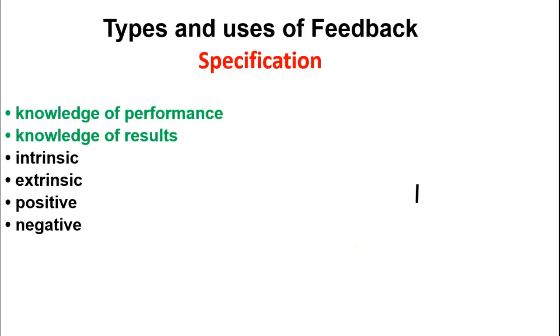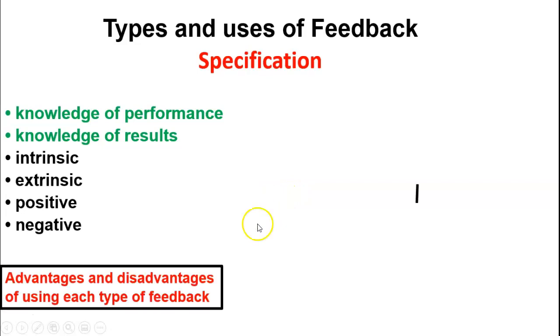The focus is on types and uses of feedback with a specific focus on knowledge of performance, knowledge of results. So as always, we need to be able to describe the feedback type, we need to be able to give an example, and we need to then be able to give advantages and disadvantages.